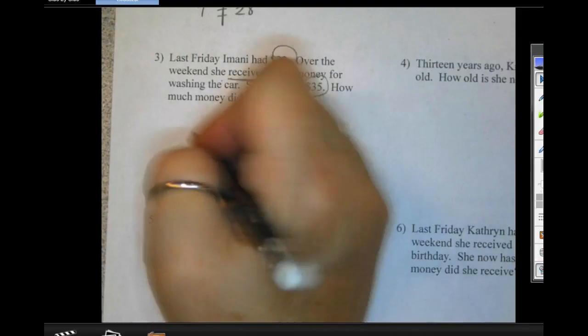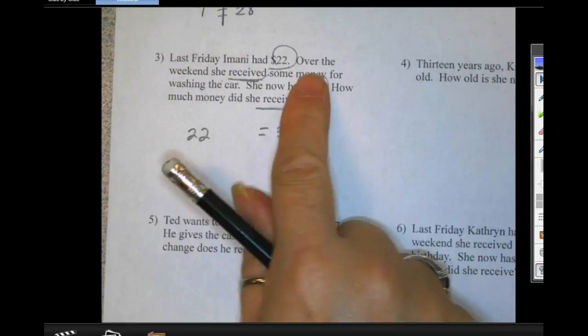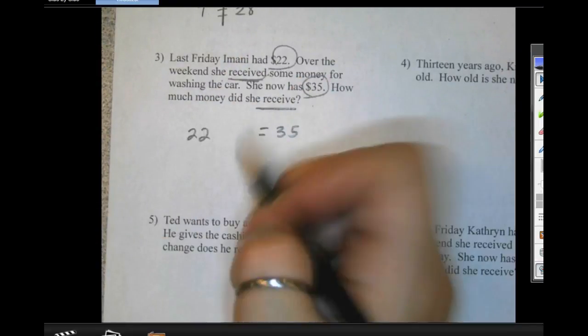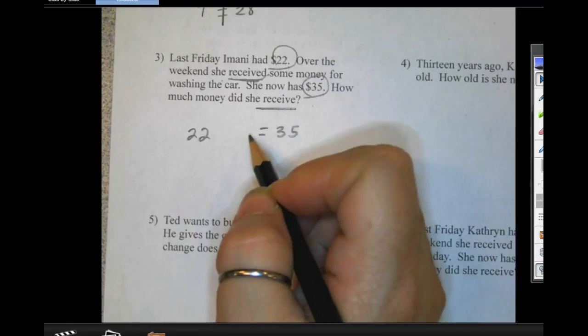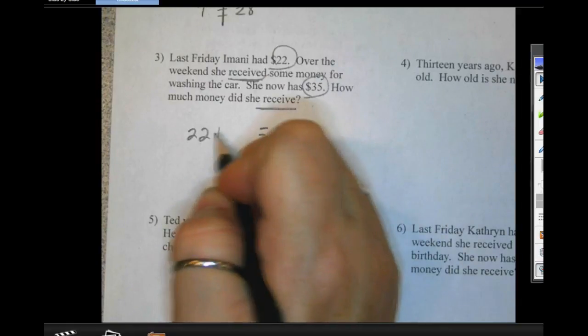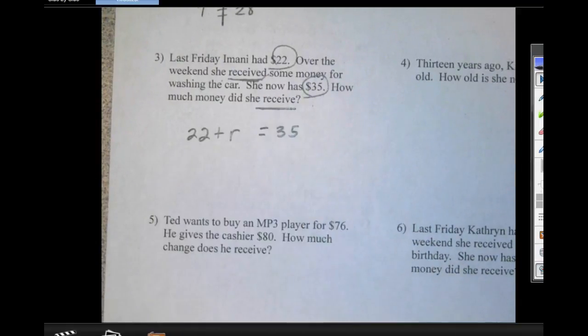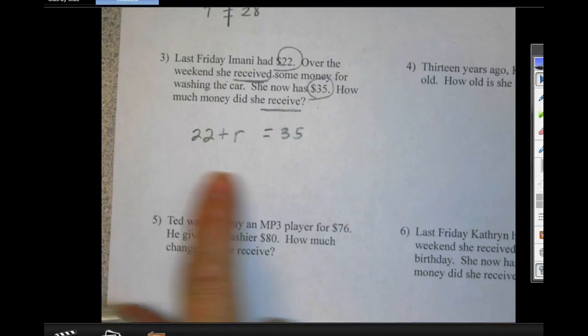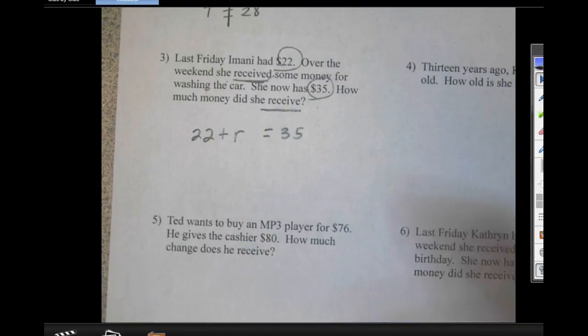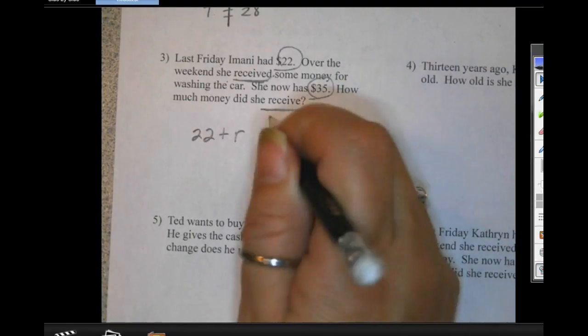22. And then she received more. So does that mean we are adding or subtracting money? Add. We're going to add money. We're going to say plus R for received. Okay? So now I wrote up my equation, and now you have to solve it. And we've solved one-step equations for a week and a half now. Okay? So let's just go ahead and do it.